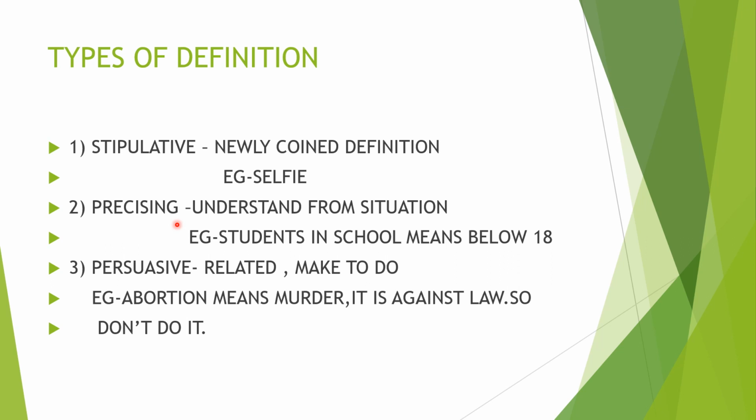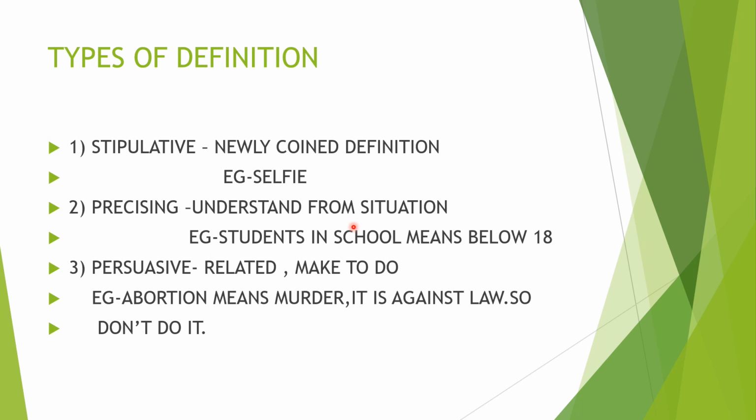Next is precising. Precising means understanding, that is, understanding from the situation. From the situations, we are able to understand a lot of things. For example, students in a school. When we say students in a school, it's clear that they should be below age 18. No doubt about that. When you pass the 10th standard, it's 15, then plus 2, 16 and 17. Maximum 17 only will be there. The age of students is always below 18. So it's an understanding from the situation.